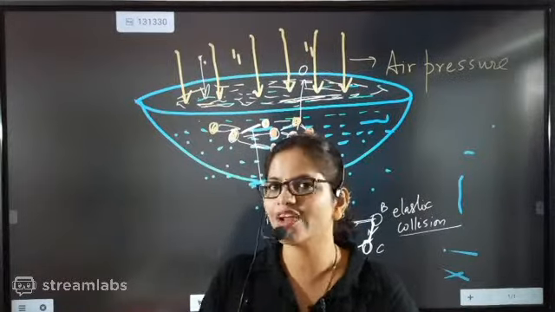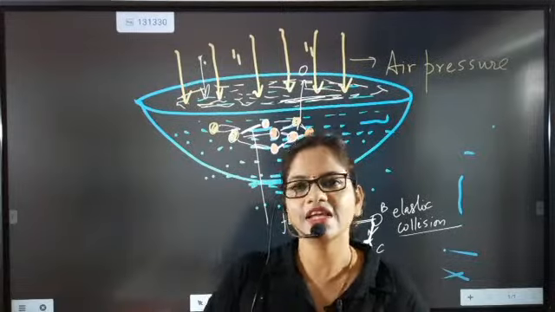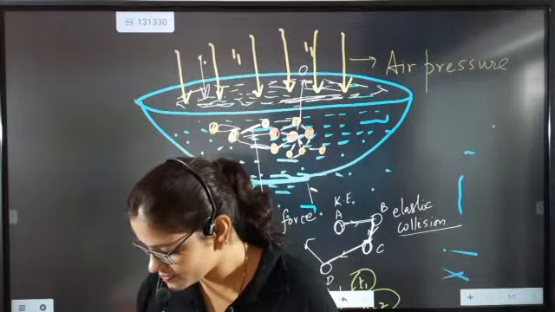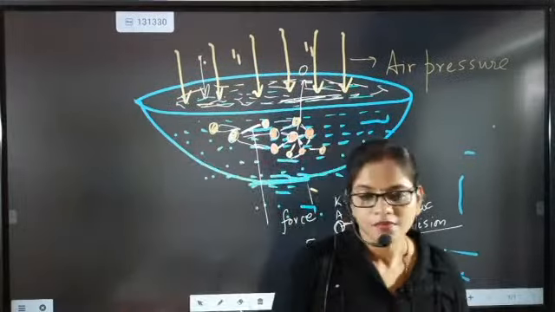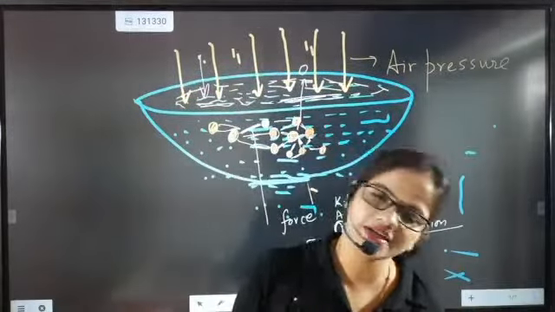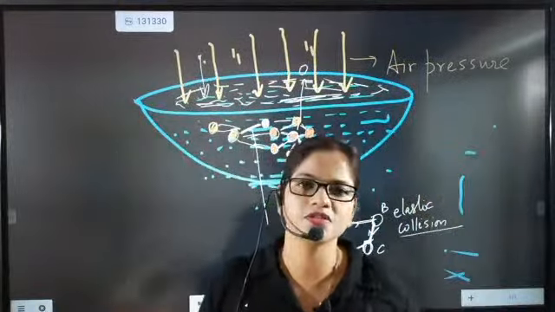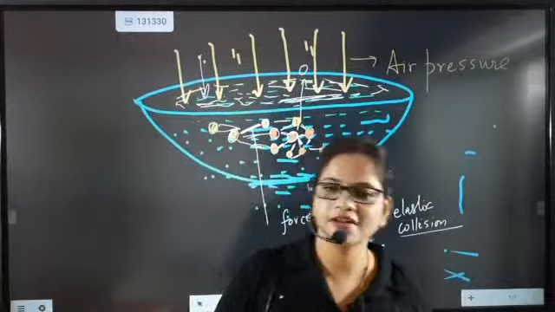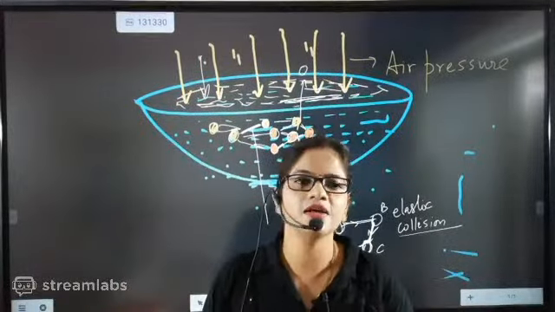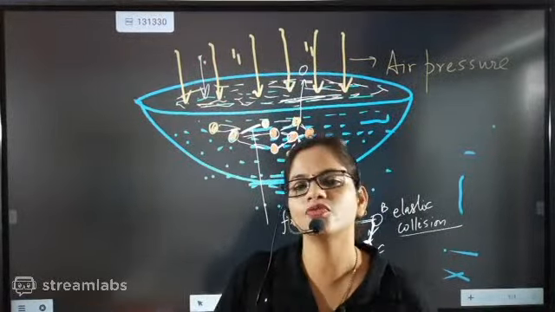That's why I told you, beta, we kept the bowl under the sun for 4-5 hours and only some amount of water got evaporated. Slowly and steadily the particles gain energy by colliding, and also from outside the system, from the air, from the surroundings, from the container. Then the particle gains extra energy and tries to come out from the surface.